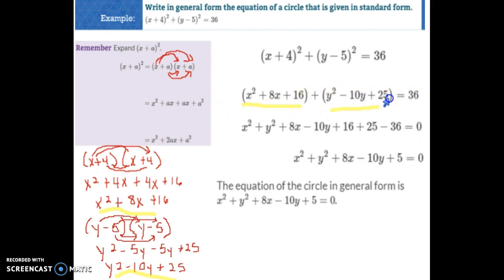Now you want to bring the 36 onto the other side, so you're going to subtract it because you're going to set it equal to 0. So we're going to subtract 36 from both sides, and now simplify. Just combine those like terms and put it in this format with your squared terms first. So I've got x squared plus y squared plus 8x minus 10y. And then if I take 16 plus 25 minus 36, I get plus 5 equals 0. So this equation is now the general form of my circle, starting with this equation.